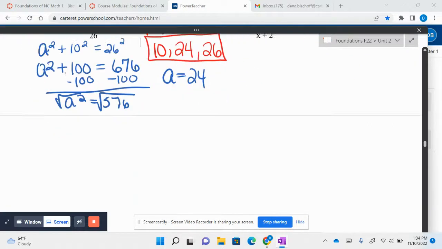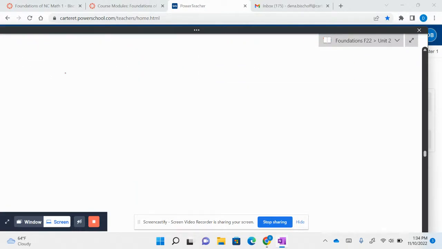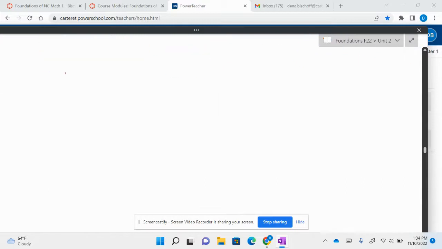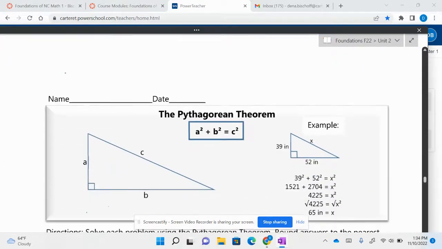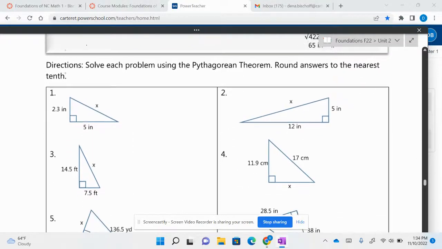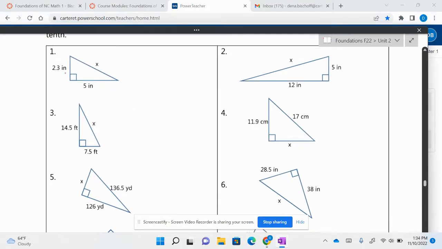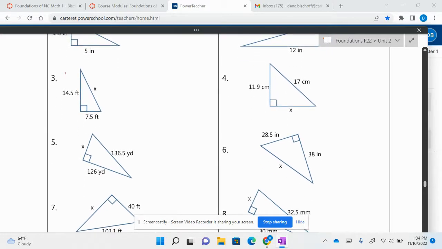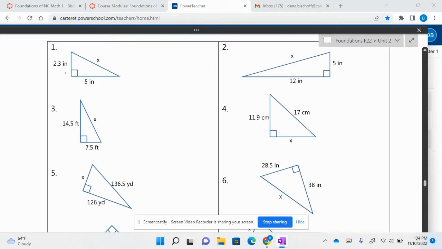Okay. So let's scroll all the way down to the next page of notes. Did you not get something? I think you got everything. Okay. There we go. So we're right here. So we are going to do 1, 3, and 5. Is that all right? Let's do 1, 3, and 5. Number 1, tell me what to set up. Sebastian.